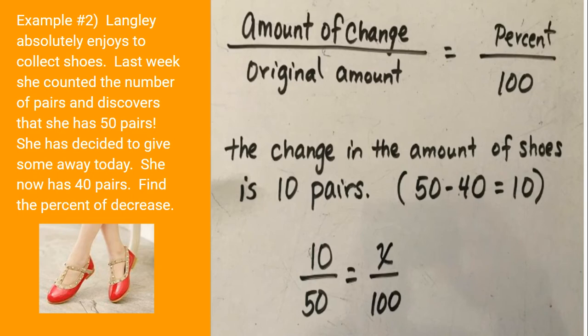So to get the percent of change, Langley would just subtract 50 minus 40 to get 10. So she gave away 10 pairs of shoes. So that goes at the top of the ratio. And then the original amount she had was 50. So you put that at the bottom. And that equals x over 100.